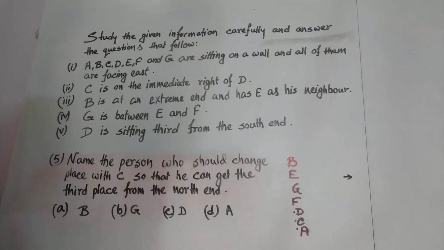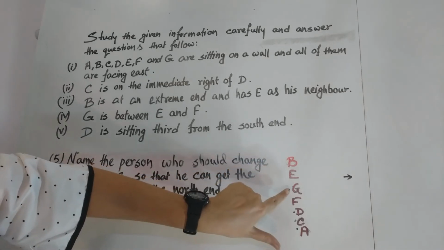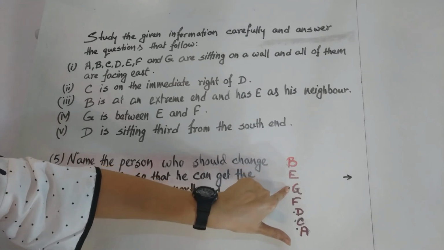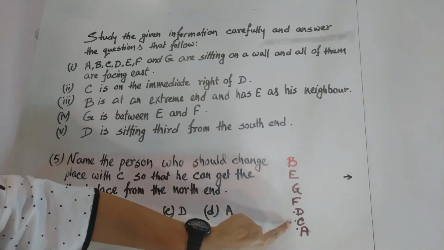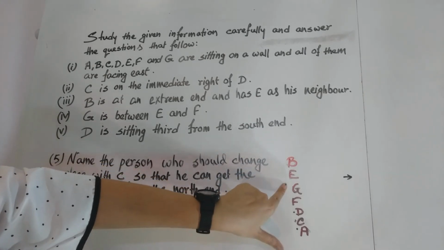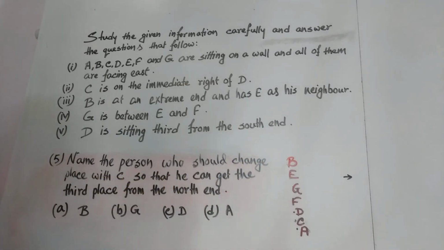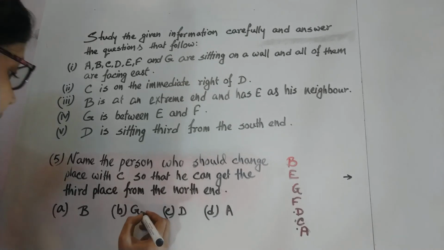Okay. Name the person who should change place with C so that he can get the third place from the north end. Third place from the north end is this position. So G should change the position with C so that C can get the third position from the north end. So here G will be the answer.